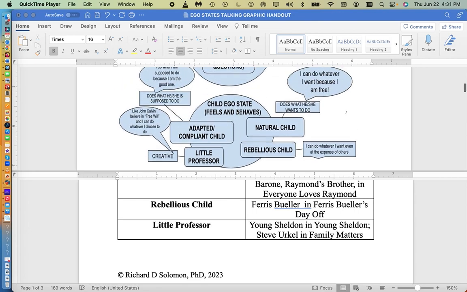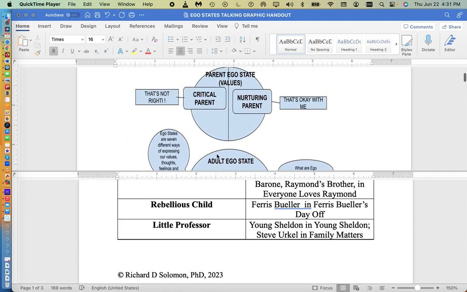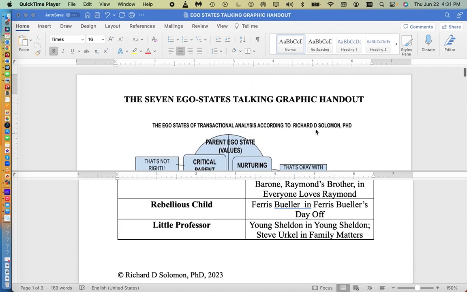And the child ego state is the most complex and most interesting. You could be a natural child and do whatever you want. Rebellious child, you can do whatever you want, but at the expense of others. When you're the adapted child or the compliant child, you are basically doing what you're supposed to be doing. You think you're the good one. And if you're the little professor, you're creative. And you try to basically show how smart you are. So those are the 7 different ego states.